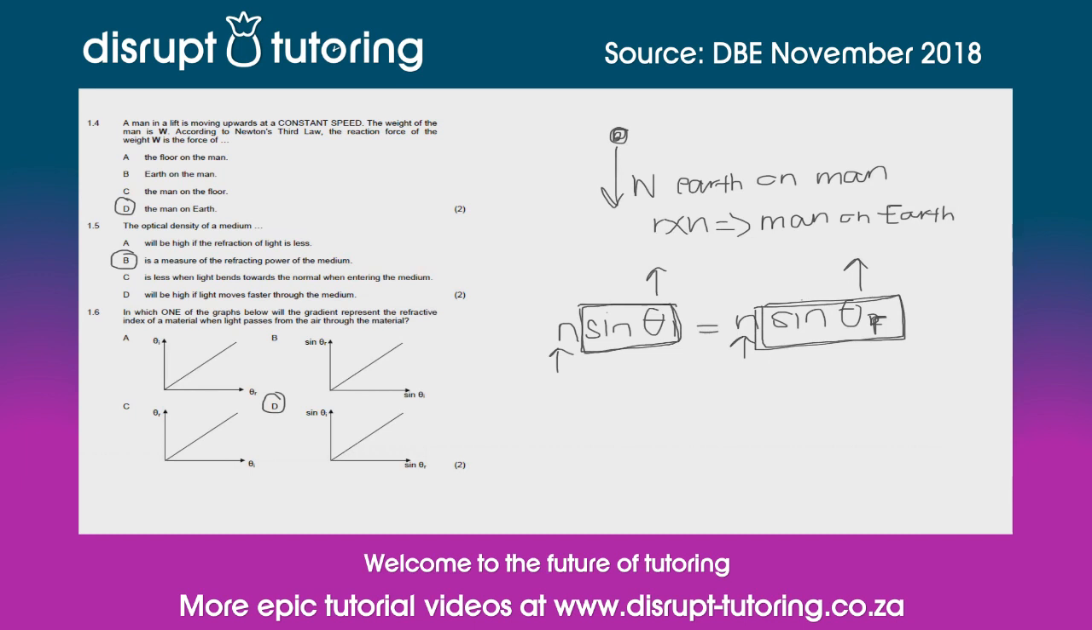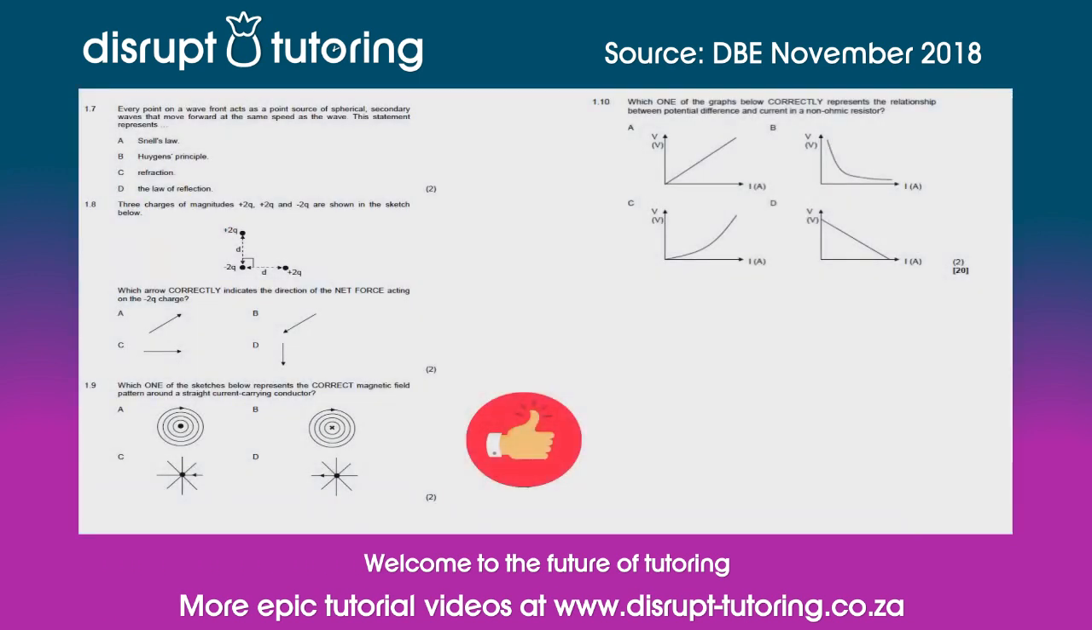And we know obviously that the refractive angle is the independent variable, which is why it's on the x. Okay, great. Moving on to the next ones. Okay, so 1.7 says every point on a wavefront acts as a point source of spherical secondary waves that move forward at the same speed as the wave. This statement represents, and this is just a definition question, and we know that that is Huygens' principle.